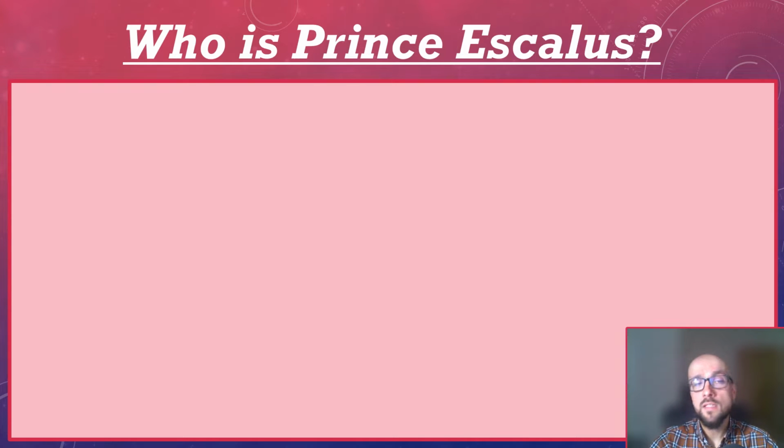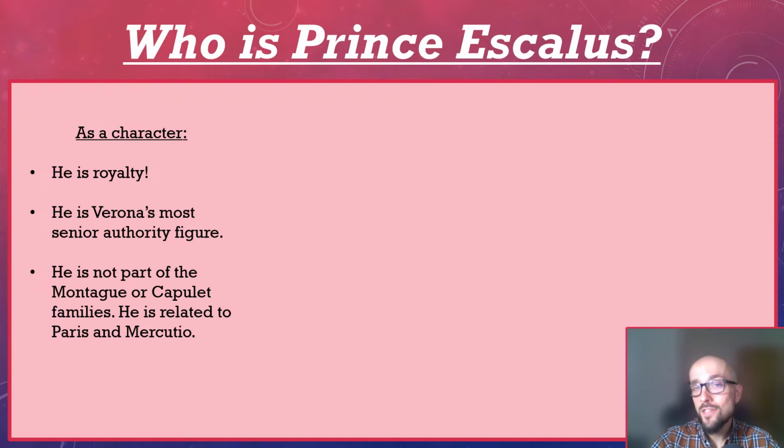Right, so Prince Escalus, as his name suggests, is royalty. As the Prince of Verona, Escalus is the city-state's most senior authority figure, and so he is also in charge of enforcing the law. Prince Escalus is of course separate from the Montague and Capulet families. His only known family members in the play are Paris and Mercutio.